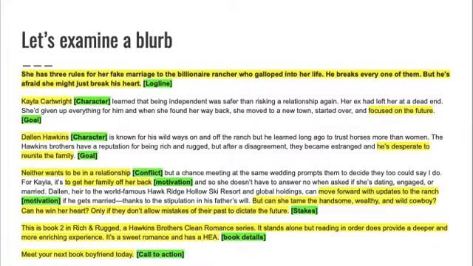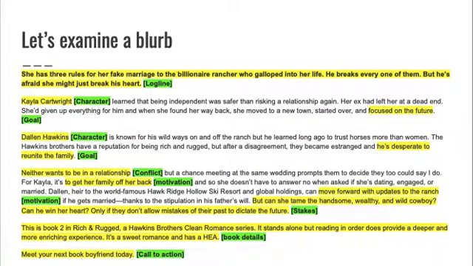Kayla Cartwright learned that being independent was safer than risking a relationship again. Here we have the introduction of the character. Her ex had left her at a dead end. She'd given up everything for him. When she found her way back, she moved to a new town, started over, and focused on the future. That is her goal.